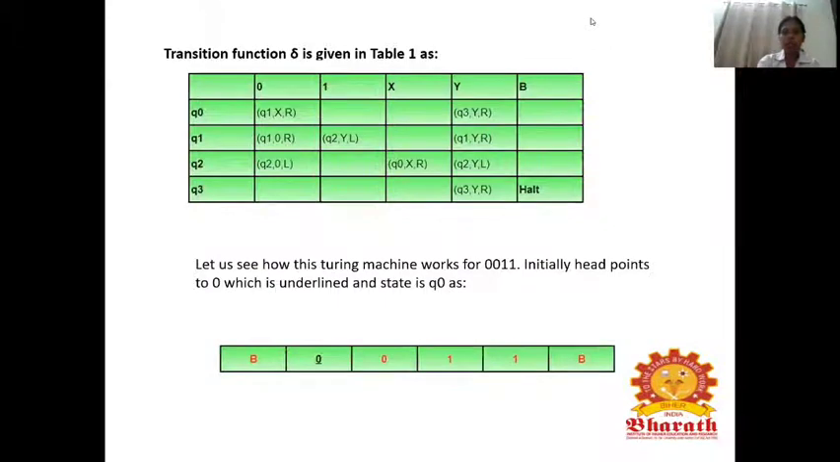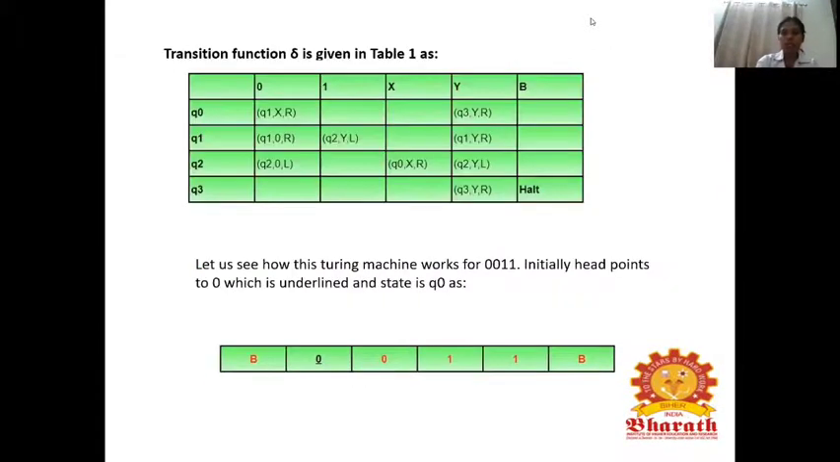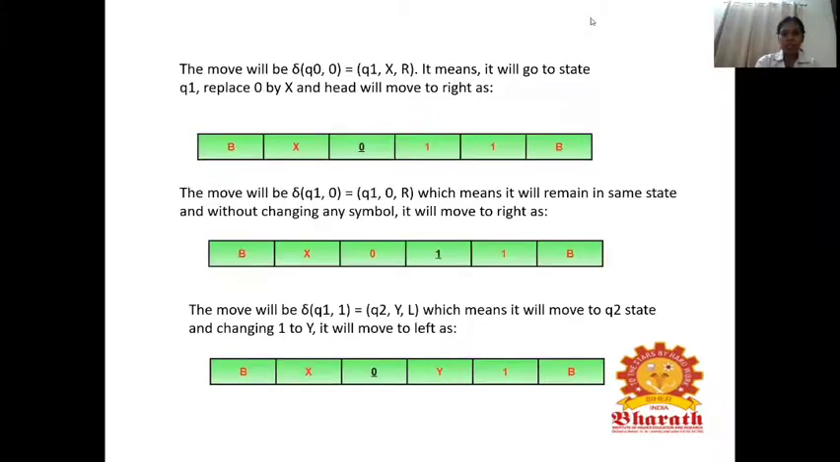So we see the tabular column. Here the state is Q1 and the input is 0. So what is the next state? The next state is going to be again the same, that is Q1, and the input is going to be the same 0, whereas the pointer is going to move to the right. So still it is going to be Q1, and then 0, we are not changing it. It is the same 0, and then the head moves to the right.